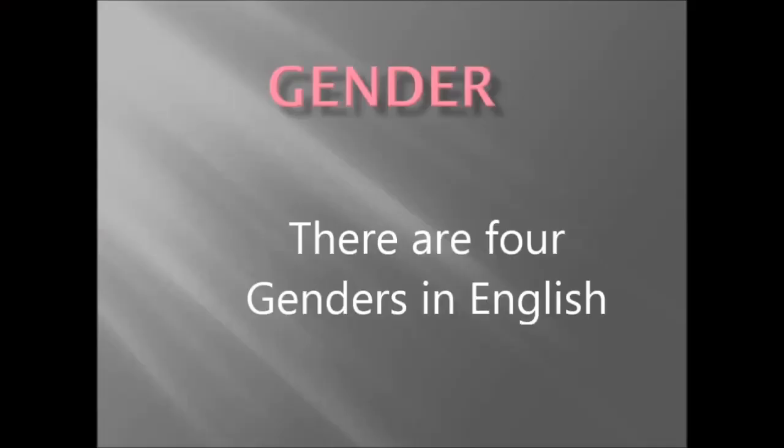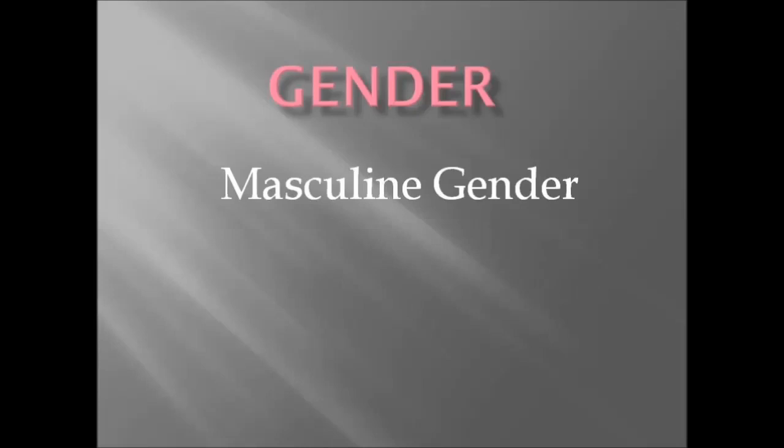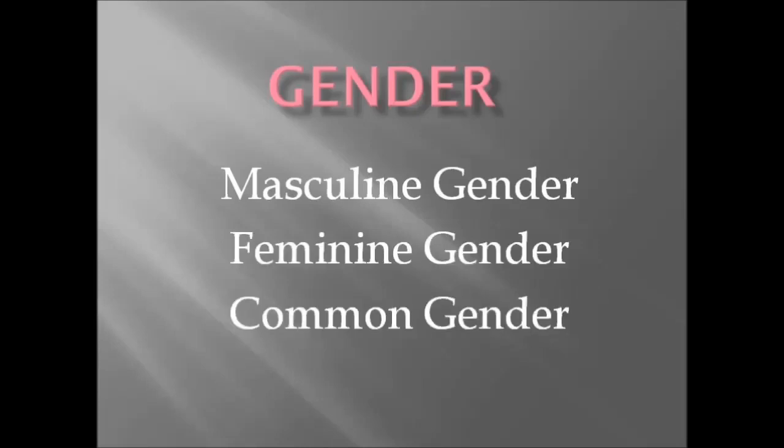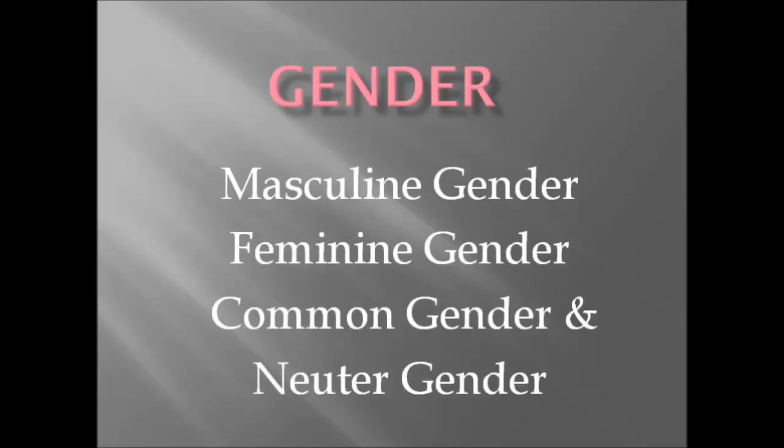But does the noun end here? There are also different aspects of a noun when it is used in a sentence. They have gender, number and case, which we are going to study in this lesson. So firstly, we are going to study the gender of a noun. The gender of a noun tells us whether the thing is masculine, feminine, common or neuter. Thus, there are 4 genders in the English language: masculine gender, feminine gender, common gender and neuter gender.